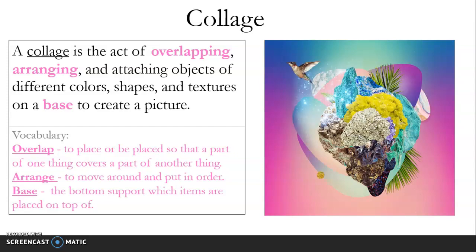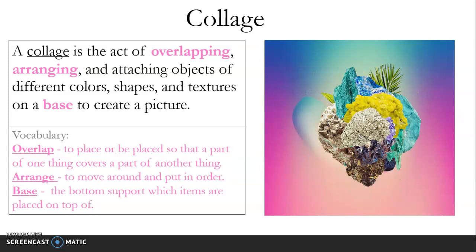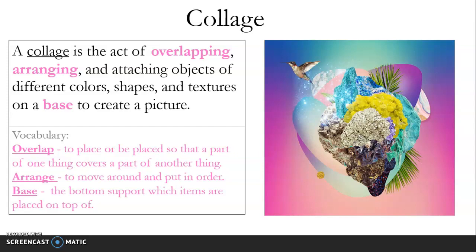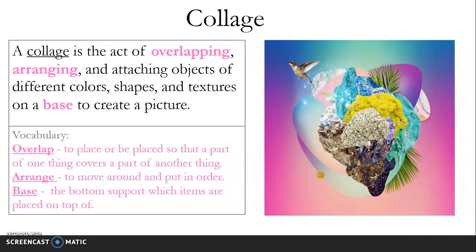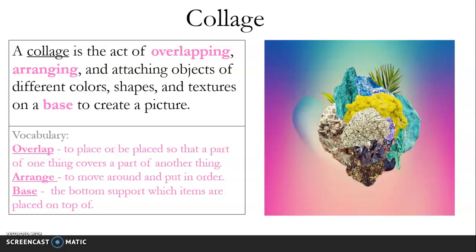To overlap means to place or be placed so that you are part of one thing that covers a part of another thing. So you can see this happening in the image to the right. To arrange means you move things around and put them in order. In collage, you arrange pieces until you like how it looks. And lastly, a base is the very bottom support which all items are placed on top of.